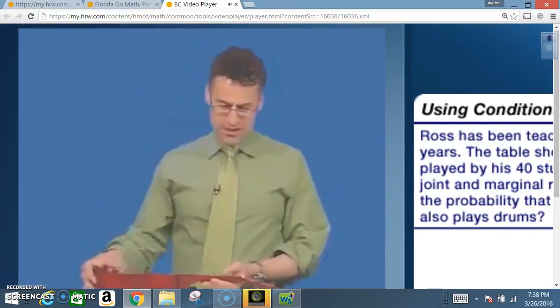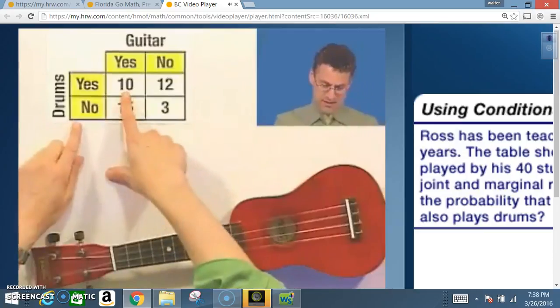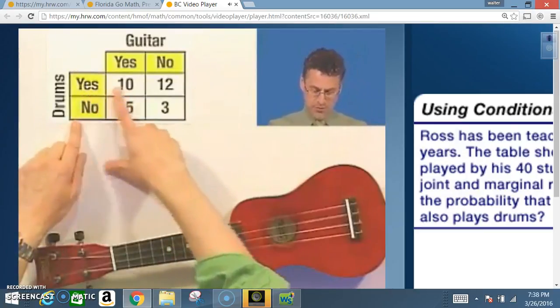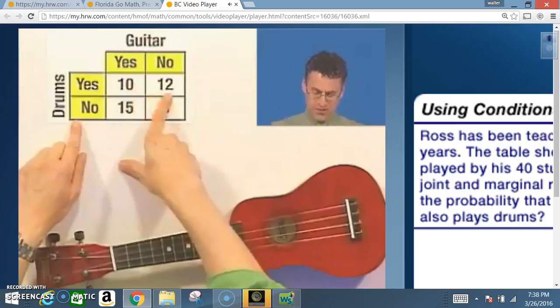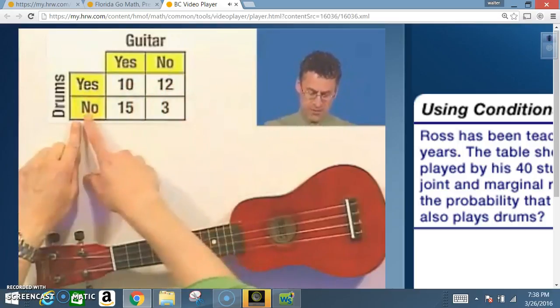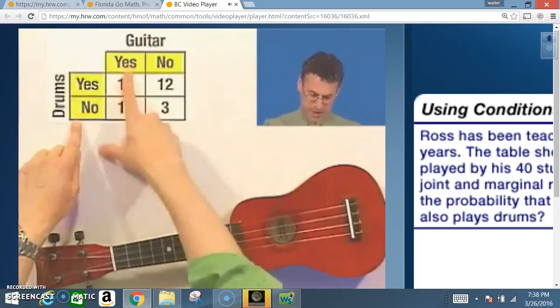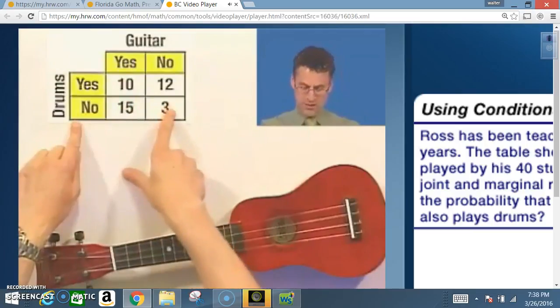Okay, so here's the data we're given. We're given that 10 of his students play both drums and guitar, 12 of his students play the drums but not guitar, 15 of his students don't play the drums but play guitar, and 3 students don't play either.